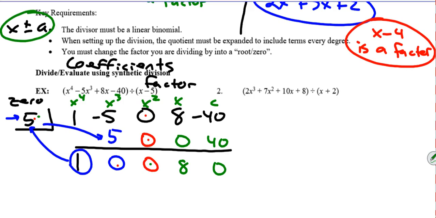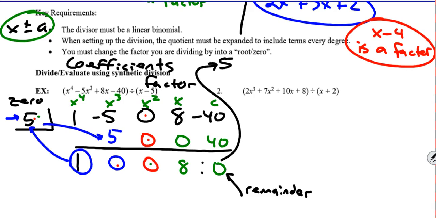Okay, so some things to point out. This last term is your remainder. You won't always get 0. But if you get 0, that means that 5, the original divisor, is a root or 0 of this function. If the remainder is 0, that means the divisor is a root or 0 of the function. The last term here, again, is a remainder.